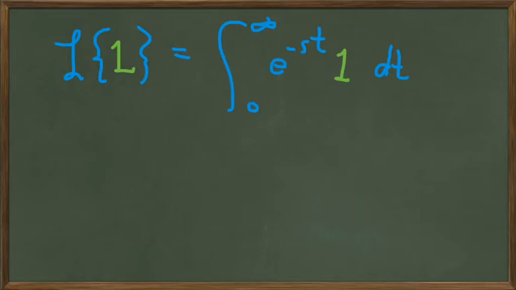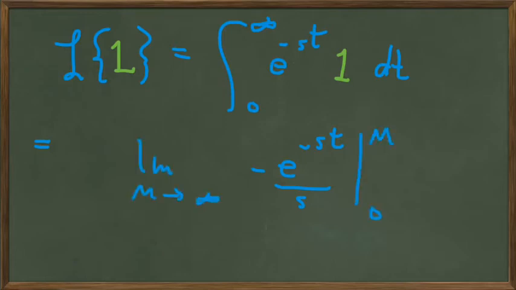So when we integrate e to the minus st, we note that the integral of e to the minus st is going to be e to the minus st divided by minus s. So we get e to the minus st divided by minus s, and then instead of evaluating that between 0 and infinity, since that is an improper integral, we're going to evaluate it between 0 and m, and then take the limit as m goes to infinity.